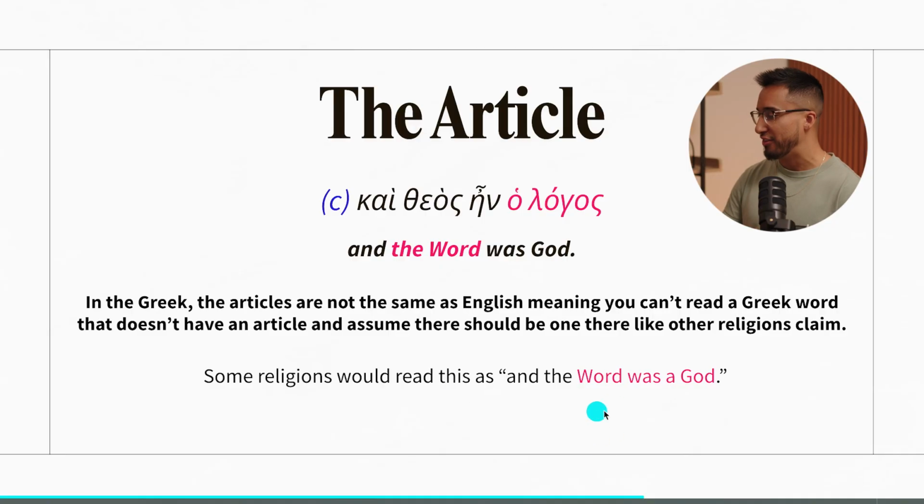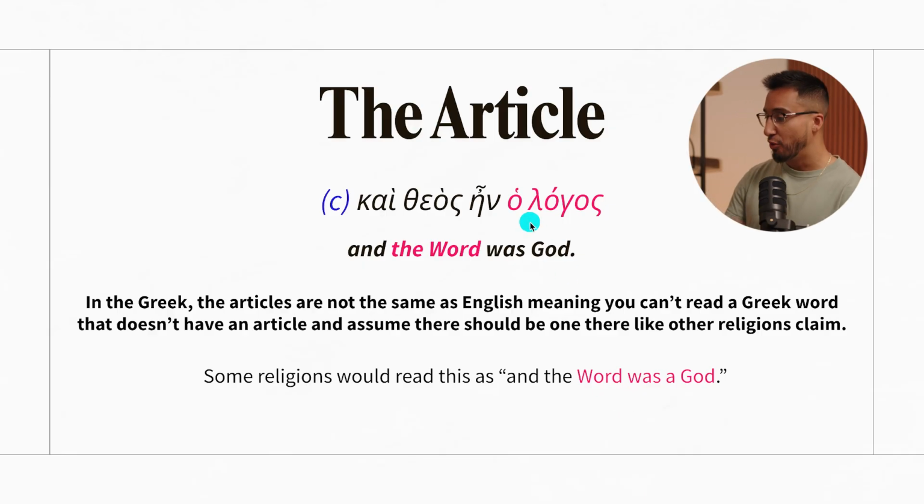Now, where it can get tricky is some religions will try to manipulate and twist the scriptures to have it read, "and the Word was a God." But going back to the article, in the Greek, the articles are not the same as the English, meaning you can't read a Greek word that doesn't have an article and assume that there should be one there like other religions may claim. Some religions claim that there should be an article in front of theos, which is where you get the translation, "and the Word was a God." But if you were to apply that rule to this clause, you would have to apply that rule to other scriptures in the book of John, and I'm going to show you why that simply does not work.